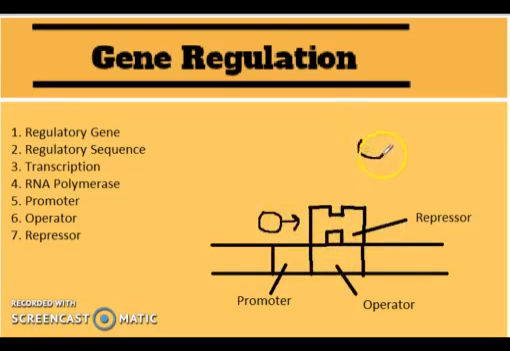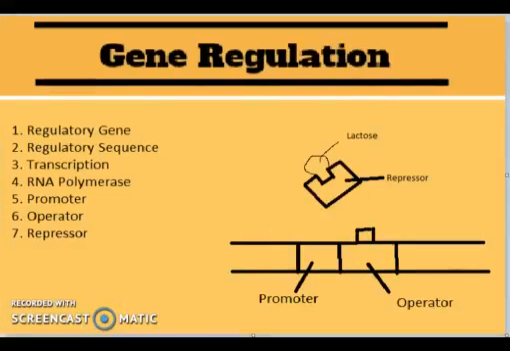Now, when the lactose appears, it binds to the repressor. So the repressor detaches from the operator, and so RNA polymerase forms proteins, which are enzymes in this case, which help to break down the lactose. When all the lactose is broken down, the repressor again gets attached to the operator till some other lactose shows up. So through operator and repressor, that is, the on-off switch, the genes are regulated.